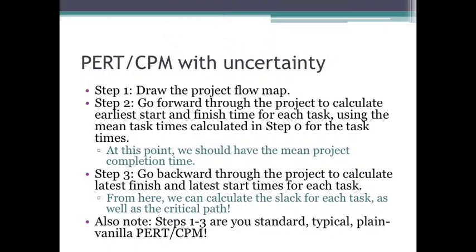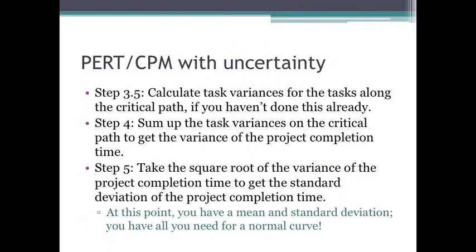This is ordinary PERT CPM. It's just that you have this framework around it to handle the possibility of variation, the possibility of uncertainty. So, once you've determined the critical path, this time, if you haven't already, you calculate the variances of each task on the critical path. Once you have the task variances for the tasks on the critical path, you sum those up to get the variance of the project completion time. And then, once you have that variance, you take the square root of the variance to get the standard deviation of the project completion time.